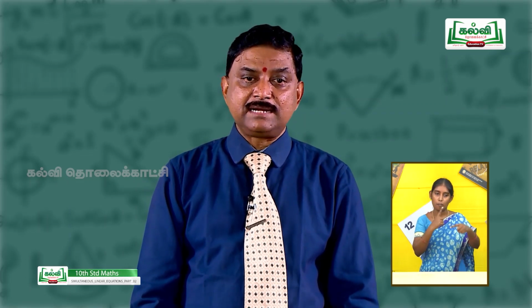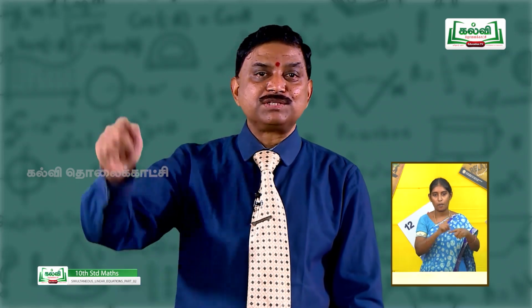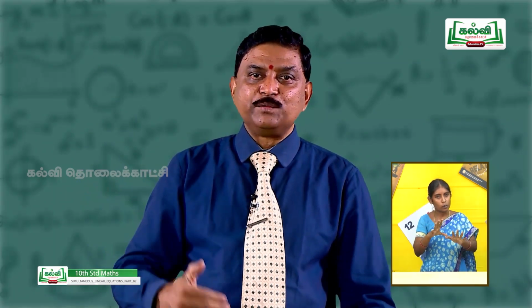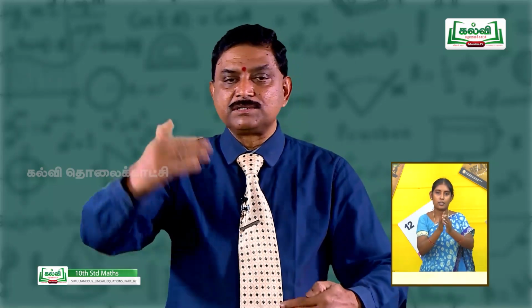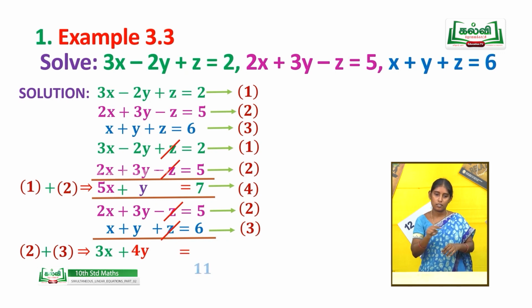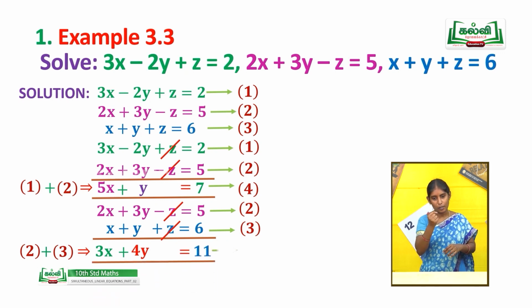See that minus z and plus z both will be cancelled. After the cancellation, we have to add the x variables and y variable. There is 2x and x, so that becomes 3x. 3y plus y, that becomes 4y. Then the right side, what do you have? 5 plus 6, that becomes 11. So the new equation will be 3x plus 4y equal to 11. So it's a new equation, so we can name it as 5.